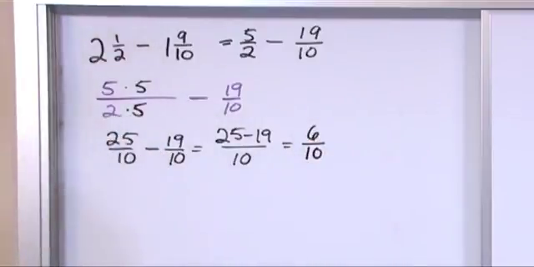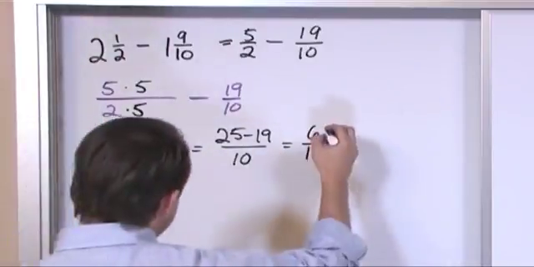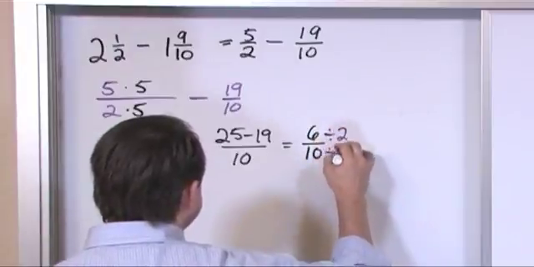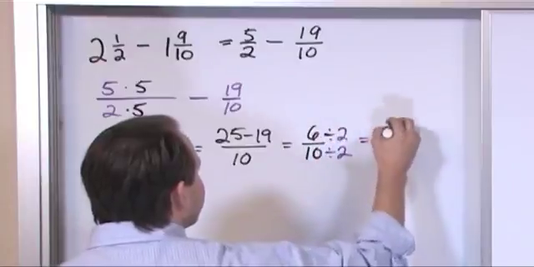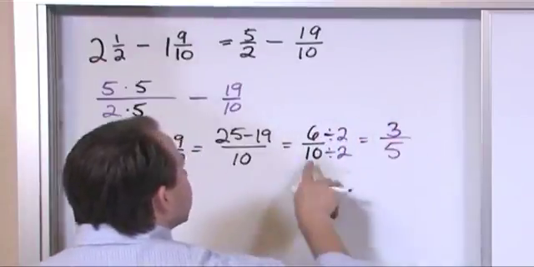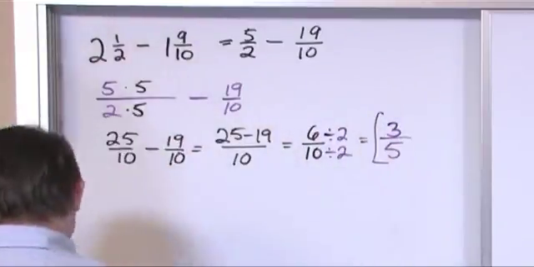Now this is the answer, but it's not fully simplified because if I take this and divide by 2, I'm sorry, 6 divided by 2 is 3, and 10 divided by 2 is 5. So the answer is 3/5.